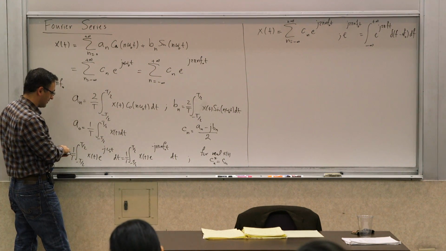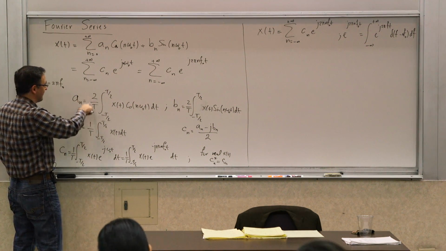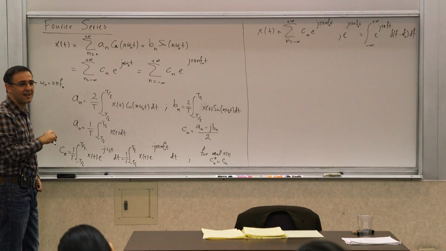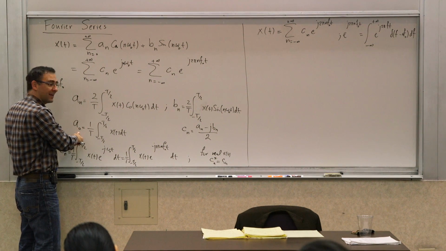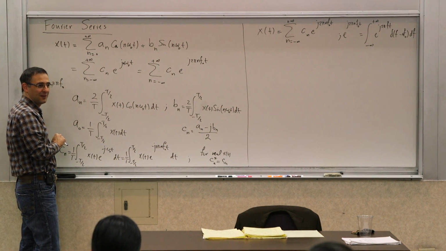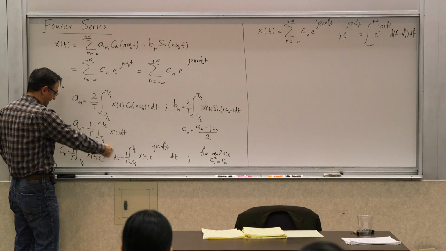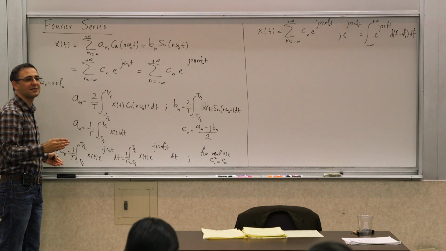In the a naught. A naught is a special case. When you want to write it in sines and cosines, a naught is just for the DC part, because think about it, this is the average, right? So it should be 1 over T. The rest of them are 2 over T. When you write it in this form, then that disappears. That's why this is the preferred form.